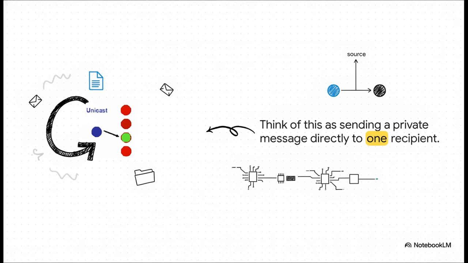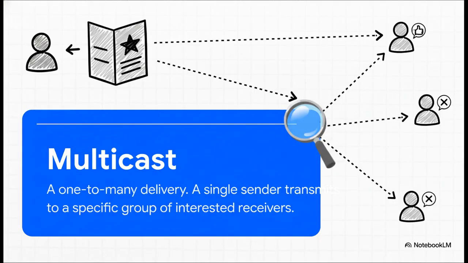Clean, direct, and to the point. Next, we've got multicast, which is a one-to-many delivery. Now, here's what's so incredibly smart about this. It's efficiency. Think of it like a magazine subscription. The publisher sends out one master version of the magazine, and the postal network is smart enough to make copies only for the neighborhoods where subscribers actually live. The sender doesn't have to waste time and energy sending a separate copy to every single person.